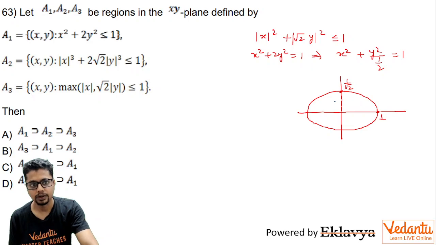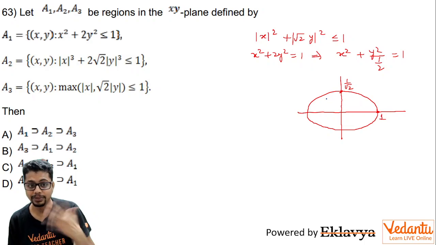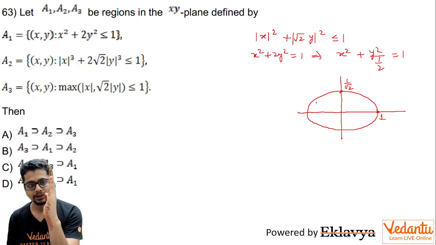If you see carefully, in A2 mod x and mod y are used. So if you plot in the first quadrant, in the other quadrants they will be mirror images in the x-axis and y-axis respectively. Why? Because if you put x to be minus x, mod of minus x is the same as mod of x, and mod of minus y is the same as mod of y. Whether you put y as beta or minus beta, the value of mod y remains the same. So the curve will be symmetric with respect to the x-axis.